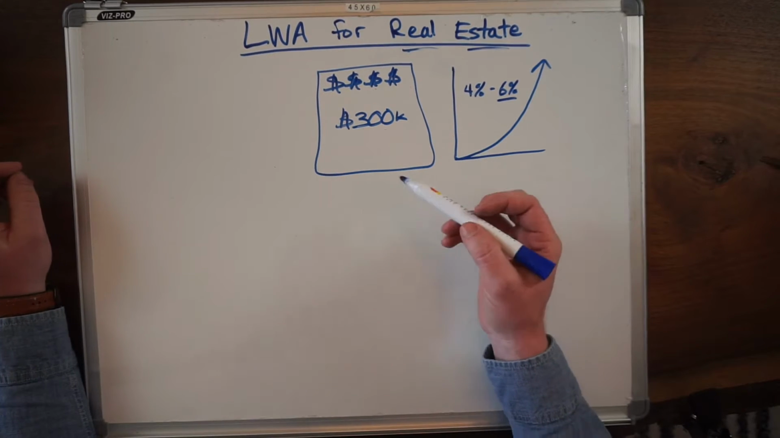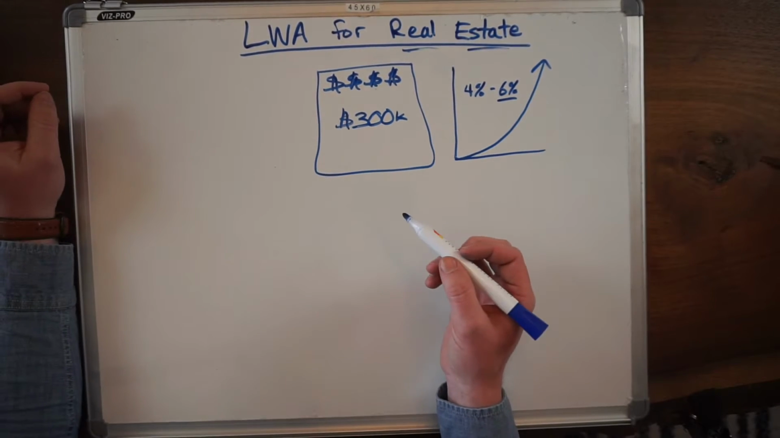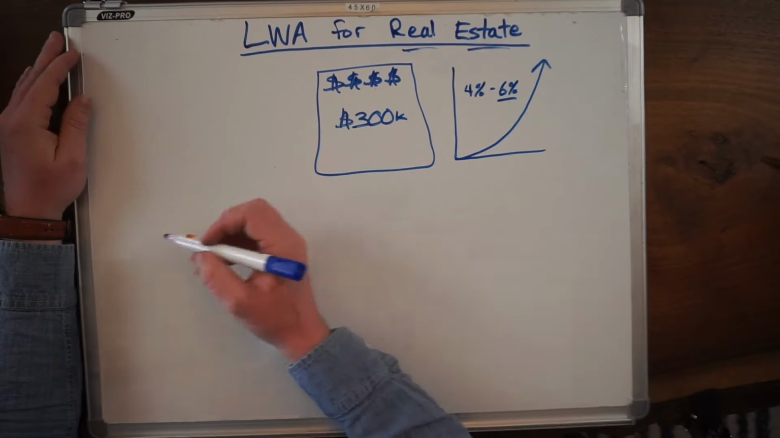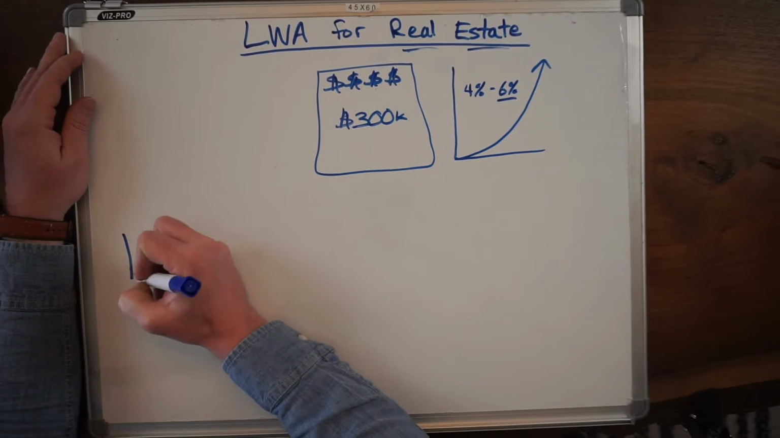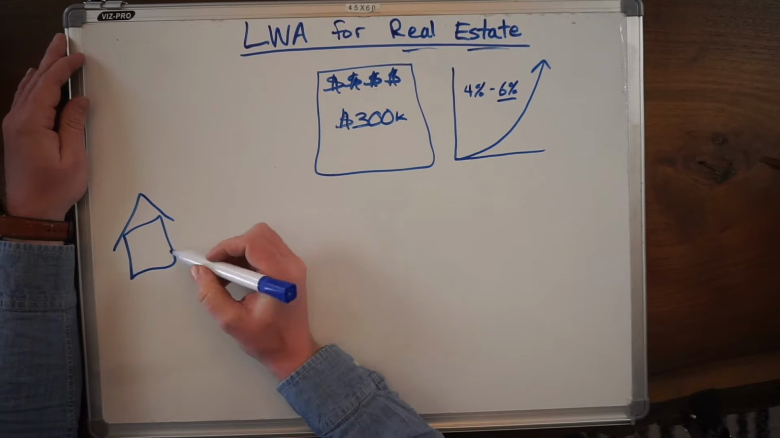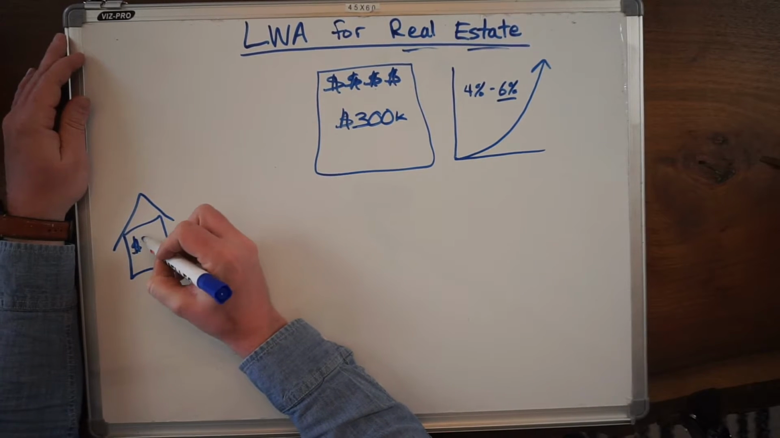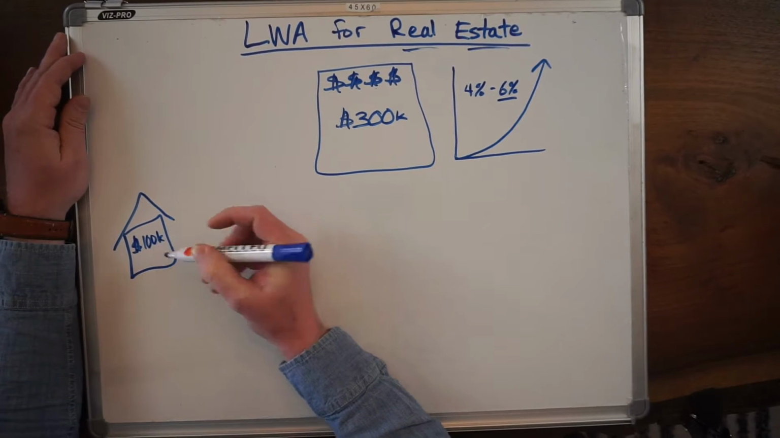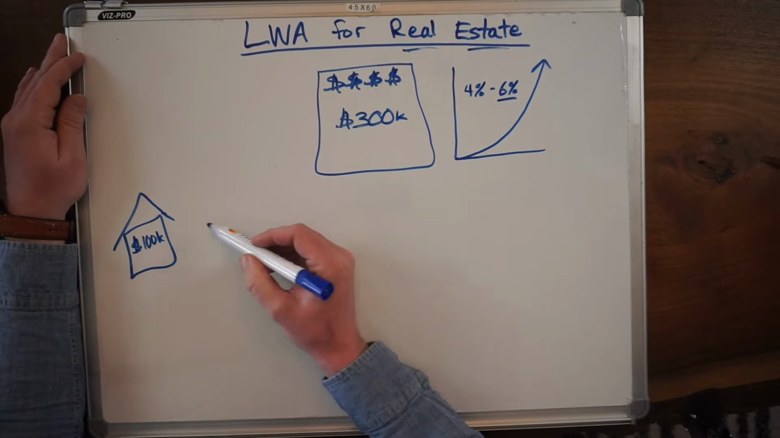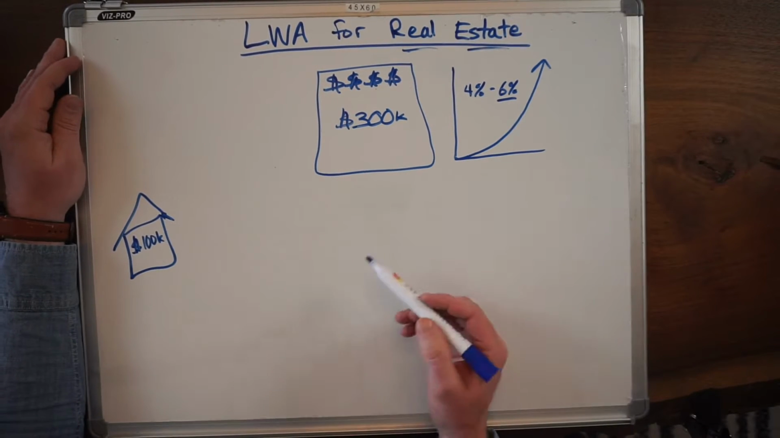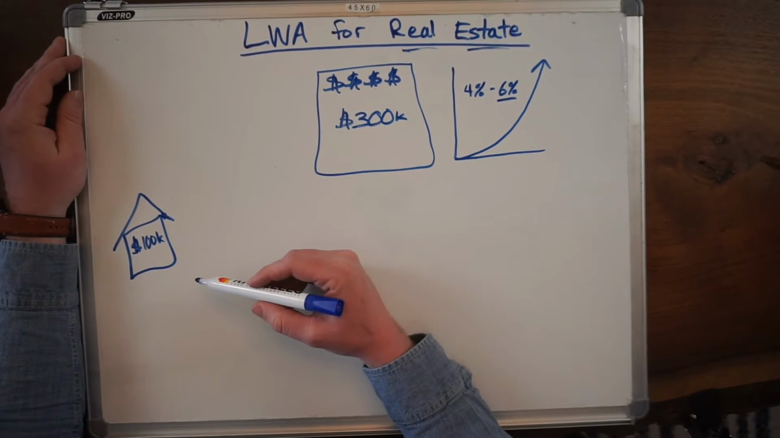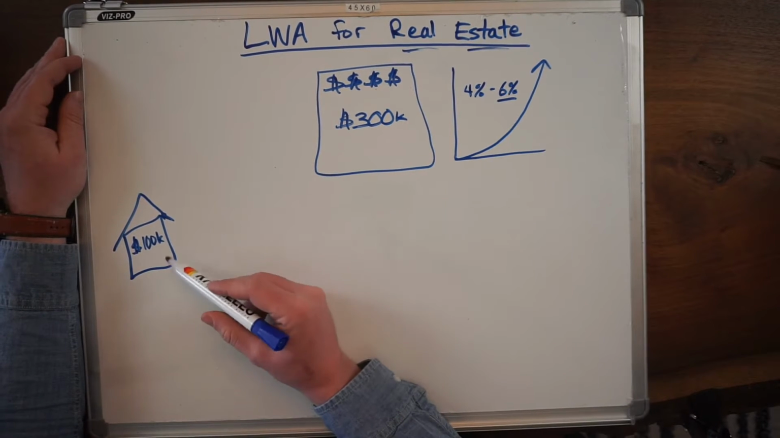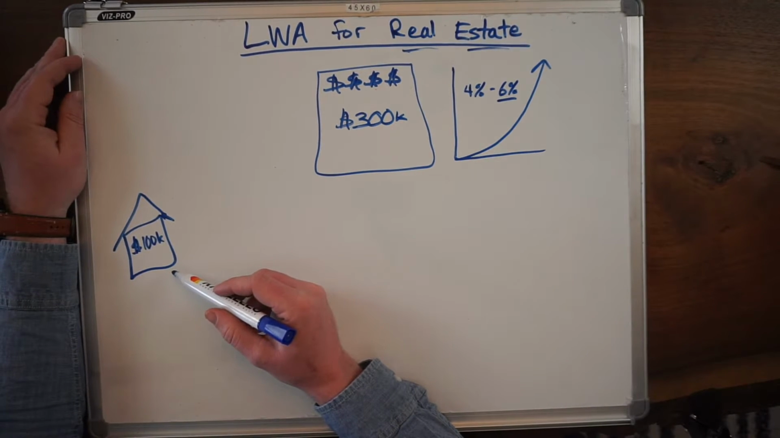Now we want to make some investments in real estate. So let's say over here we've got a property, and that property has a price tag of $100K. Again, just round numbers for argument's sake. We could, if we wanted to, go and get a bank loan and try to orchestrate this purchase.